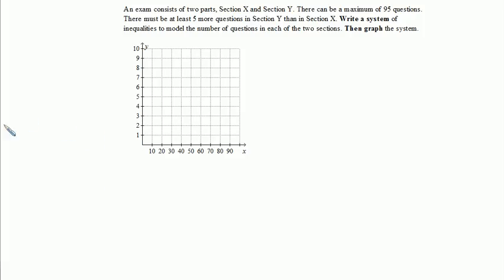This problem's a lot like the last one, except again they don't give us the equations. They give us a problem to pull equations out of. An exam consists of two sections. There's an x section and a y section. There can be a maximum of 95 questions. There must be at least 5 more questions in the y than in the x.